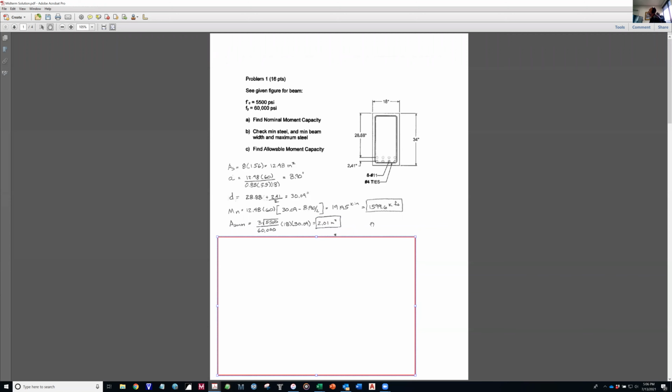All right, so part B asks that you calculate the minimum steel, minimum beam width, and maximum steel. The minimum steel comes from two equations. One is 3 square root f'c over Fy, and the other is 200 over Fy times b times d. Of the two, the greater is 2.01 inches squared, so that controls. And 12.48 is certainly greater than 2.01, so we have no problem with minimum steel.